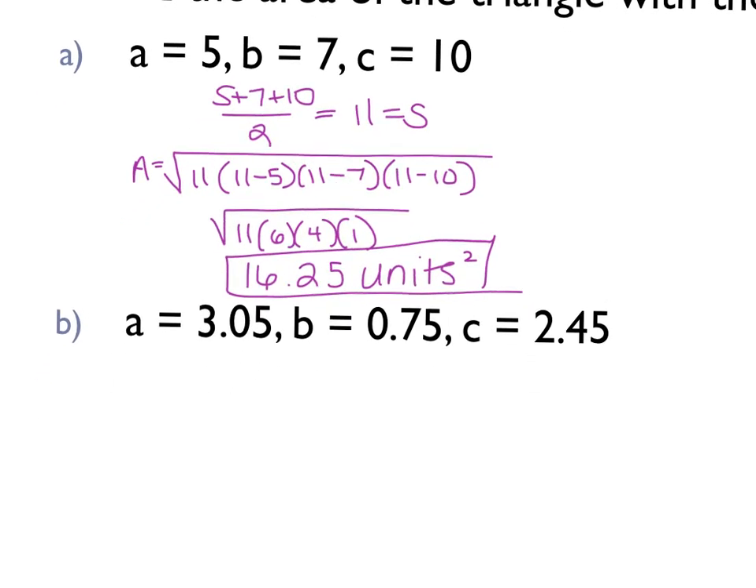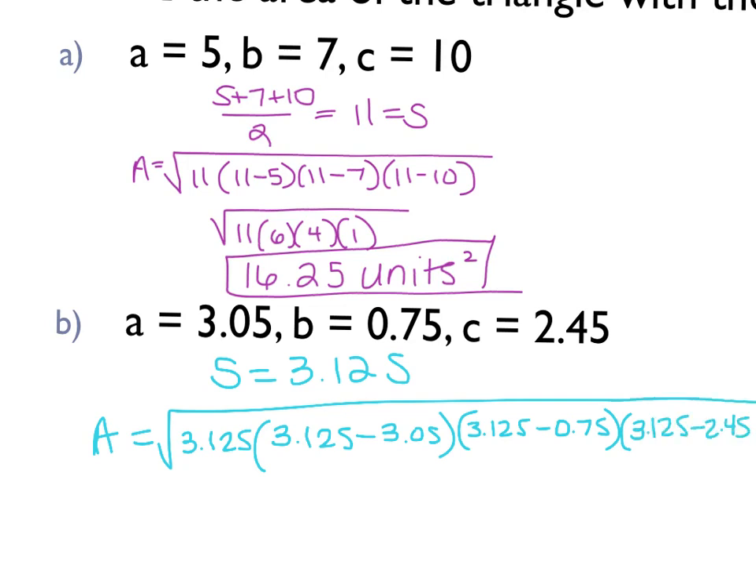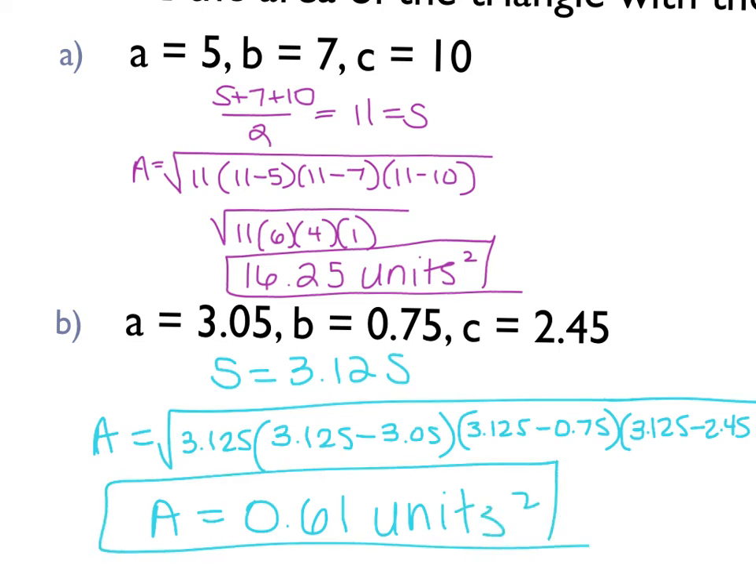For B, I get S is 3.125. So I'm using that every single time. So area is the square root of 3.125 times 3.125 minus 3.05 times 3.125 minus 0.75 times 3.125 minus 2.45. And your calculator can do that all. Just make sure you watch your parentheses. So 3.125 times 3.125 minus 3.05, 3.125 minus 0.75, and 3.125 minus 2.45. And I get 0.61 units squared.